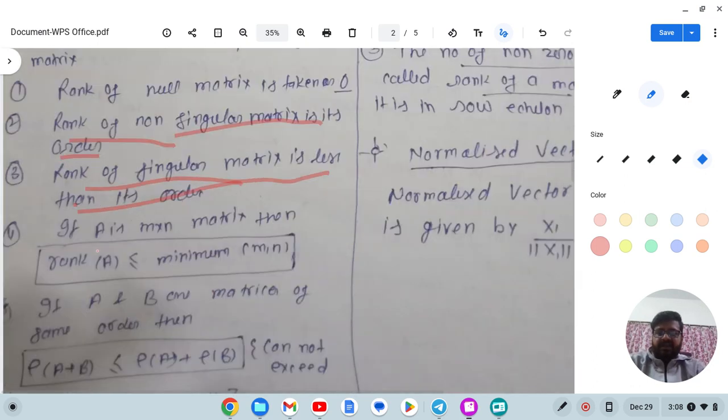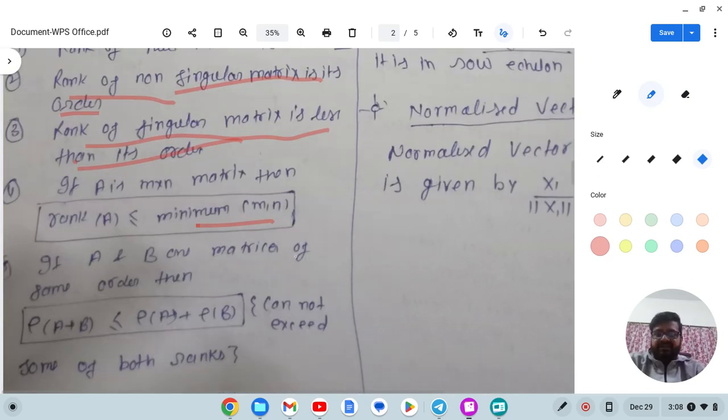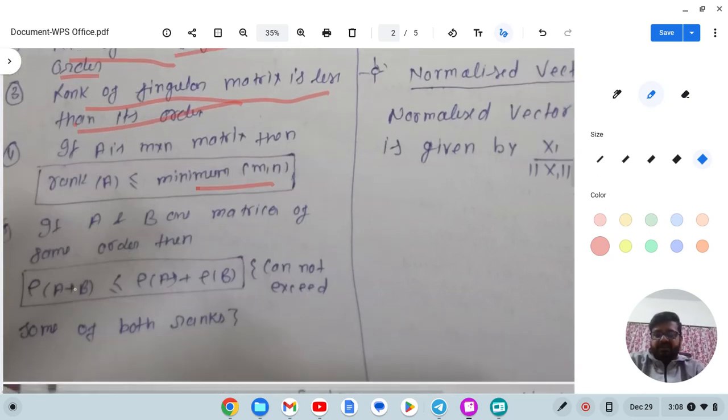If A is an m into n matrix, then the rank of A is going to be less than or equal to the minimum of m and n. If A and B are matrices of the same order, then the rank of A plus B is going to be less than or equal to the sum of the rank of A plus the rank of B. It means it cannot exceed the sum of the two ranks of the matrices.